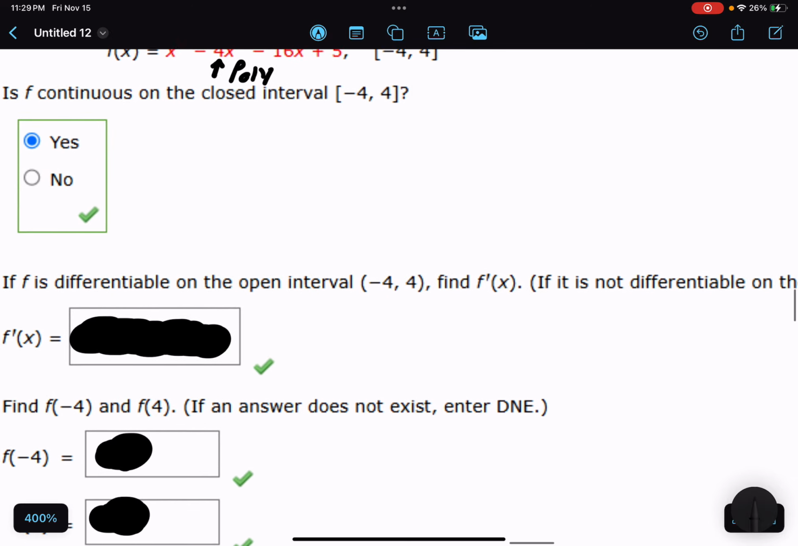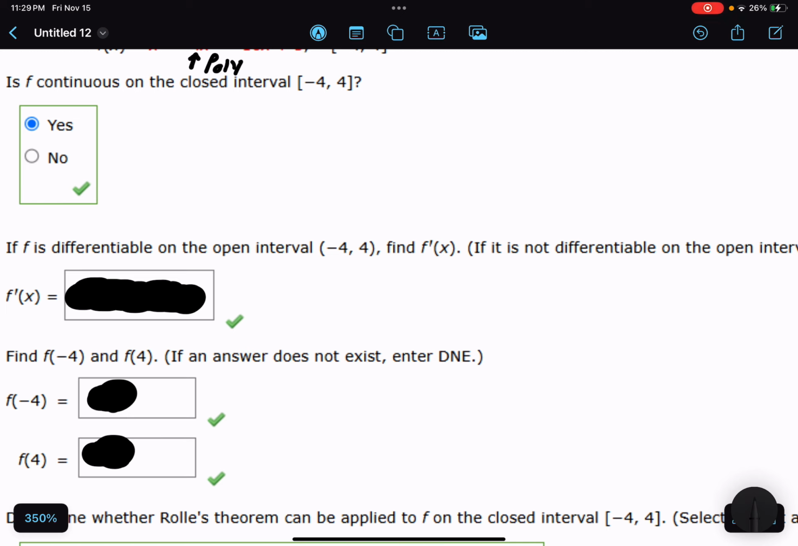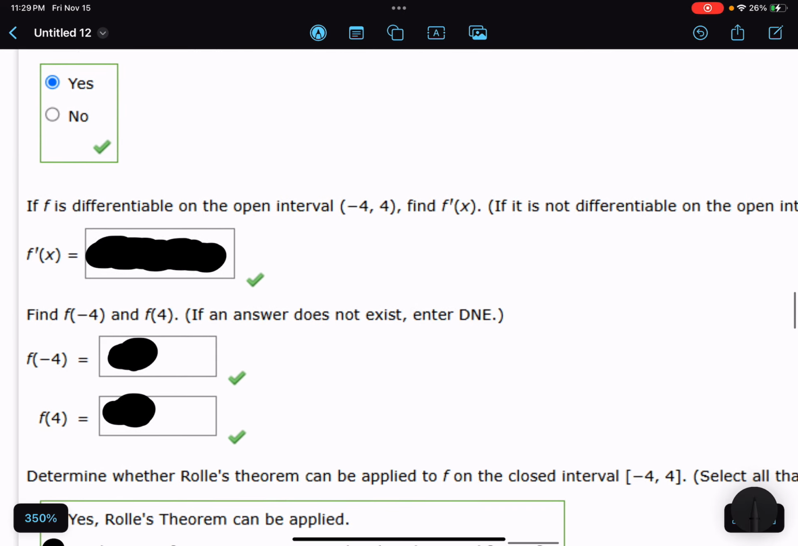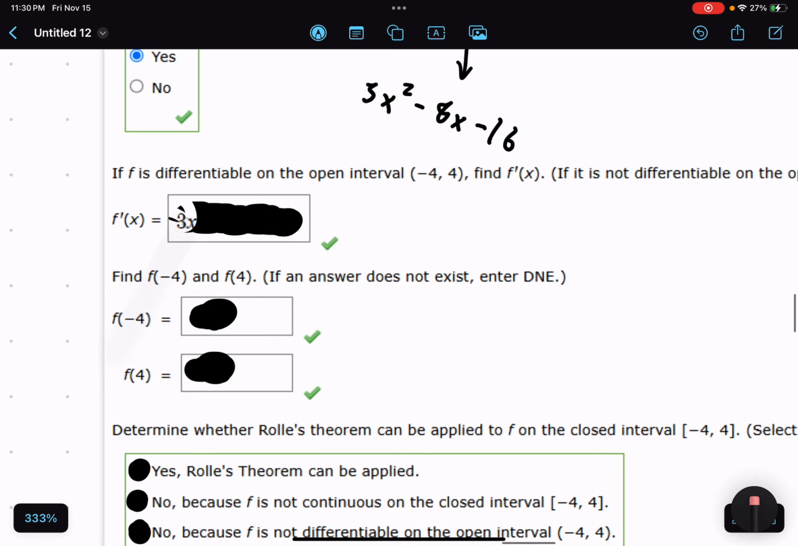So if we're asked the question, is f differentiable on the open interval -4, 4, find the derivative of f of x. And since we do know that f is differentiable, we're going to use the power rule, and this is because it's continuous on the closed interval here. So we're going to use the power rule for this equation as our derivative. When you're using the power rule, you will get 3x squared minus 8x minus 16, and of course you delete this off. And so your answer is simply that.